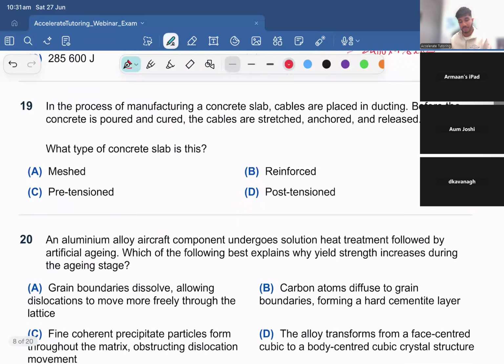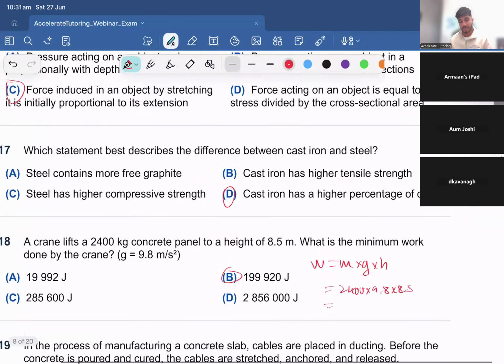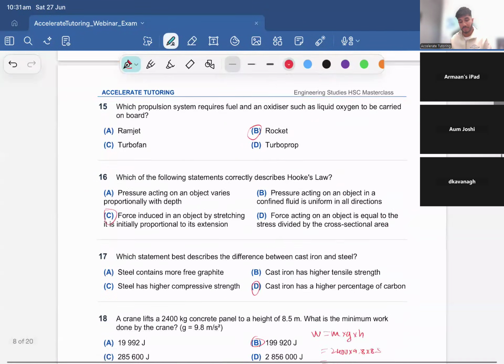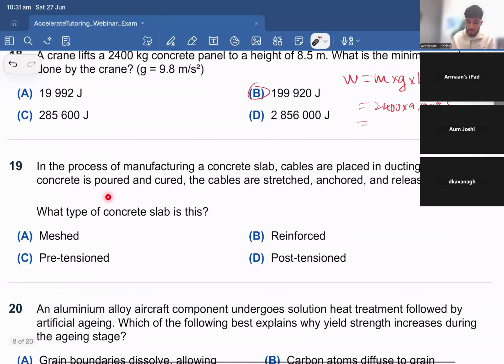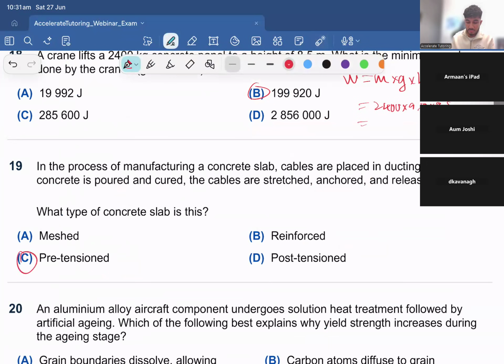19. In the process of manufacturing concrete slabs, so this is very similar to question 13. Our concrete is poured and cured. The cables are stretched and anchored and released, but before it's poured, the stretching has been done. So if this tensile load is applied before curing is done or the concrete is poured, excellent, pre-tensioned.